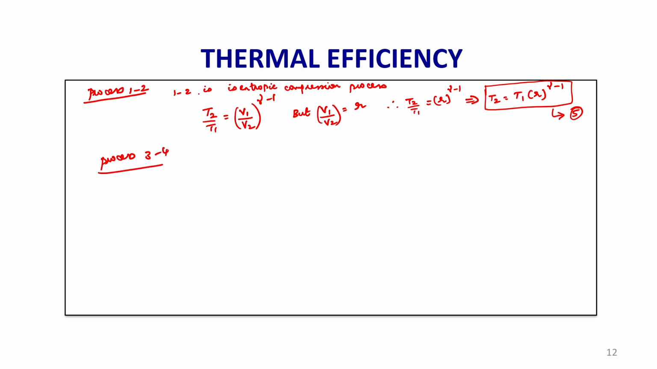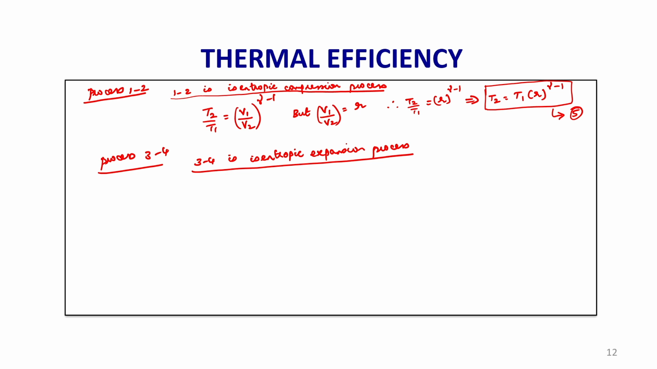So, first I considered the process 1 to 2, which is isentropic compression. Next, I am going to consider the process 3 to 4. 3 to 4 is isentropic expansion process.